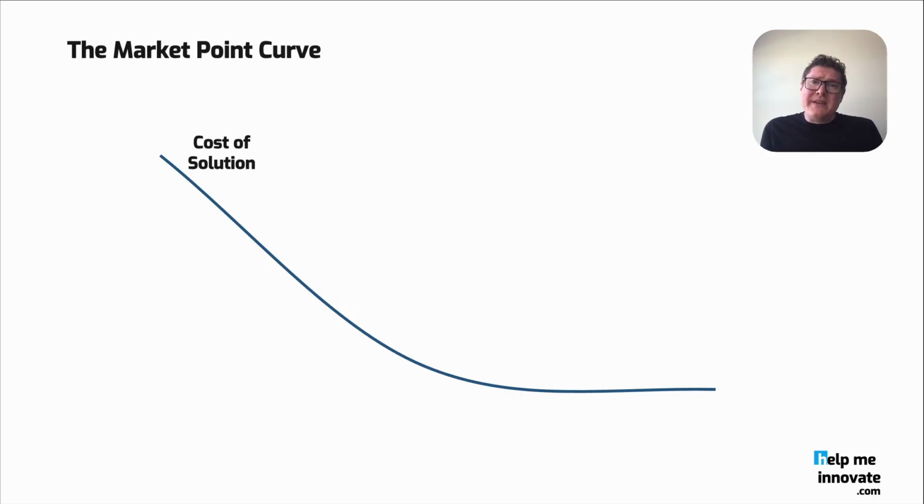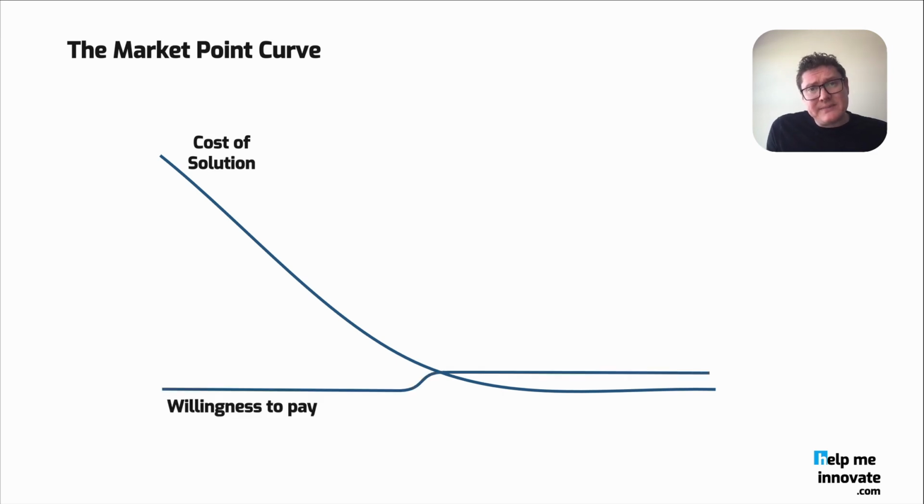This curve is the intersection between two curves, which is the cost of a solution, a technology solution. That cost tends to go down exponentially over time. If you read Peter Diamandis or any of these exponential thinking or Singularity University literature, you'll learn a lot about how the cost of technology goes down exponentially over time. But there's a point at which that cost intersects with the willingness to pay curve. And that is a critical moment because as of that moment, which I call the market point, you can really build and expand adoption of technologies, of new technologies.